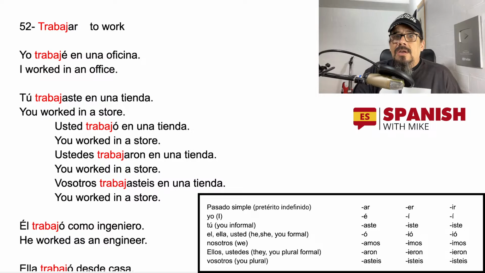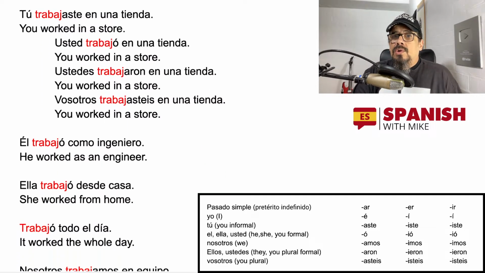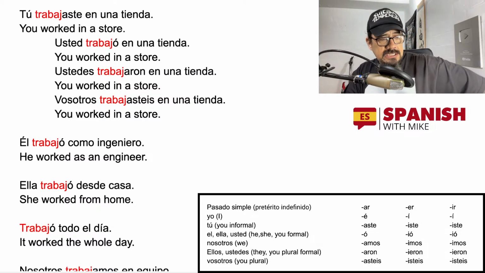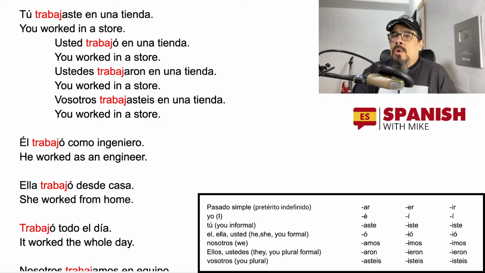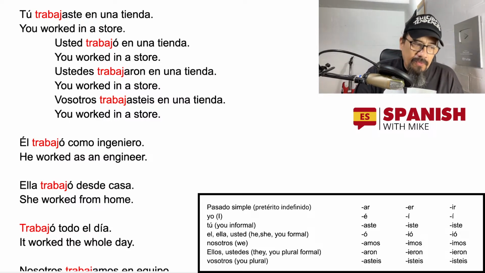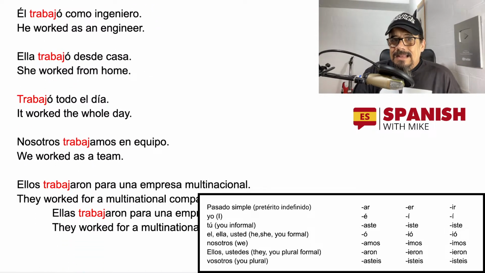To work. Yo trabajé en una oficina. I worked in an office. Tú trabajaste en una tienda. You worked in a store. Singular, informal, close relationships. Usted trabajó en una tienda. Singular, formal. Ustedes trabajaron en una tienda. Plural. Vosotros trabajasteis en una tienda. Plural, Spain. Él trabajó como ingeniero.